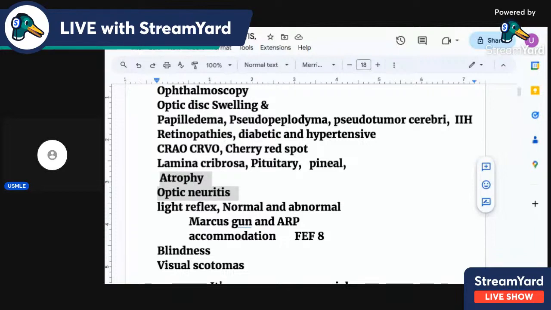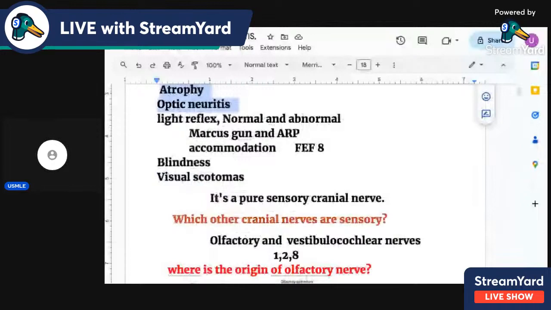We'll do it like that. We'll do blindness in detail, and then visual scotomas. So visual scotomas will be our last topic.